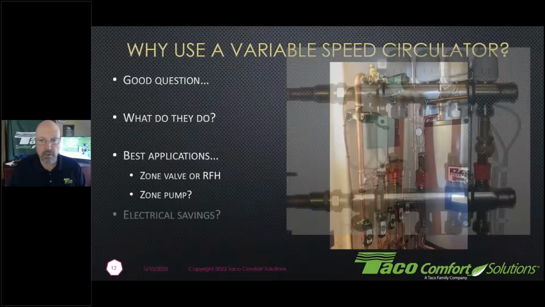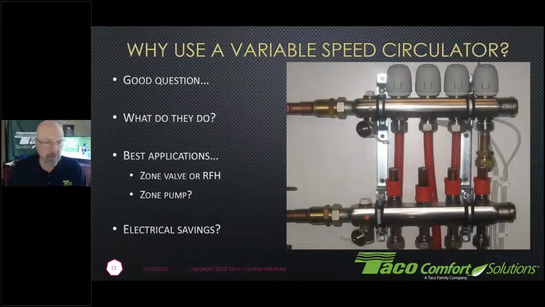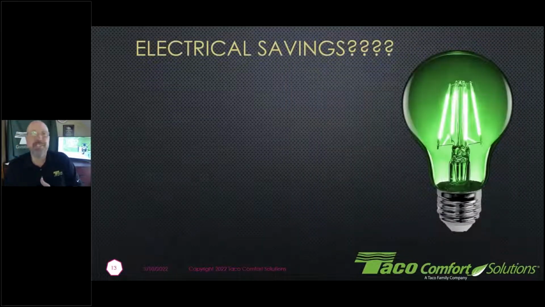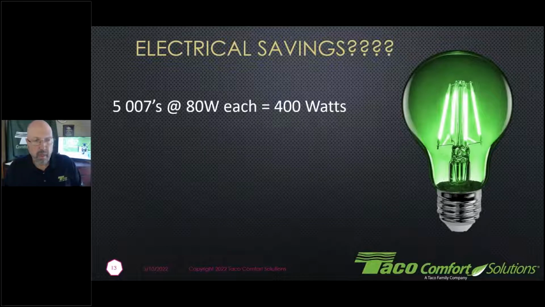That's the big question. But yes, the electrical savings becomes the big conversation. So let's talk about what it costs in your boiler room for electricity. Let's say instead of those zone valves that I had on the previous screen, what if you had just straight PSC standard efficiency circulators? You had 5 007s on this project at 80 watts a piece. That means you've got a combined load of 400 watts.